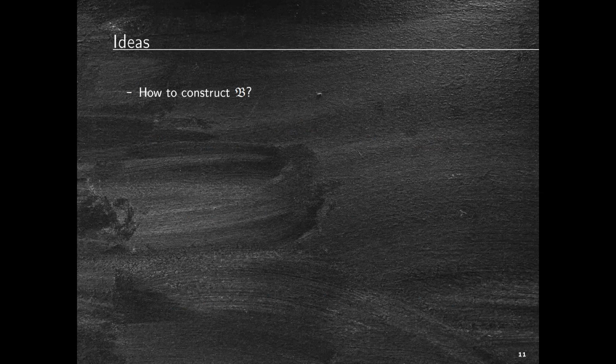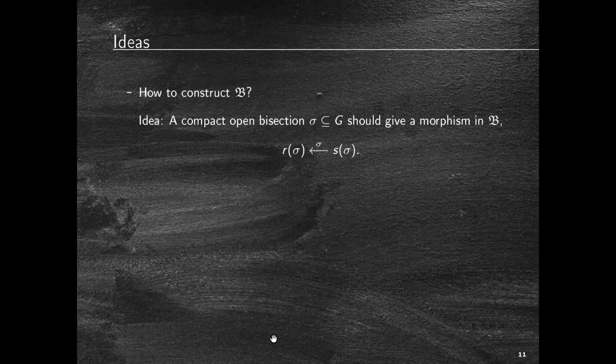So the idea of this category is, as I said, that we want to build a category out of these bisections. So we want to ideally have a category whose objects are just compact open subspaces of the unit space, and morphisms are given by bisections, which have one subspace as their source and the other subset as their range. So that's the idea. Now, the problem with that is that to have a permutative category, you need a way to form direct sums. And what would that mean for these bisections?